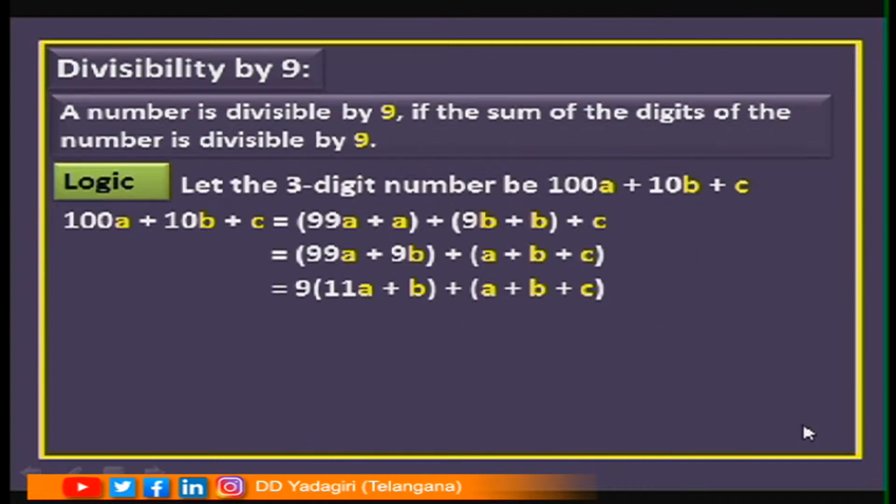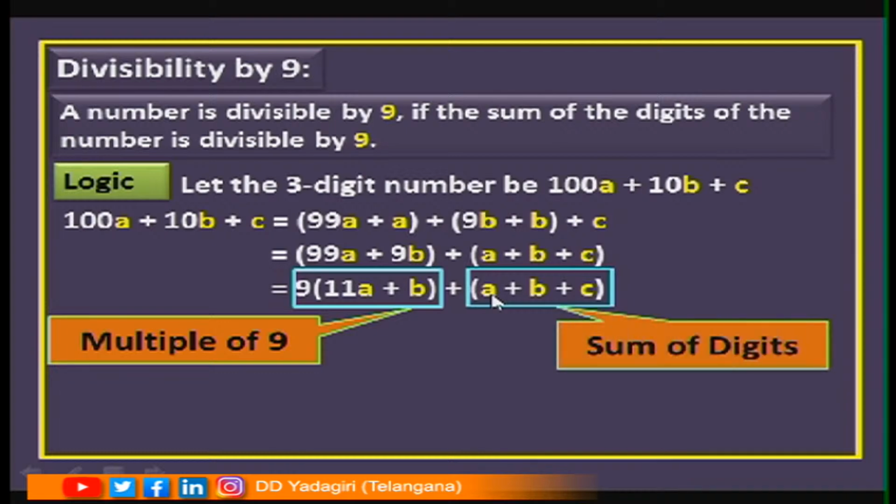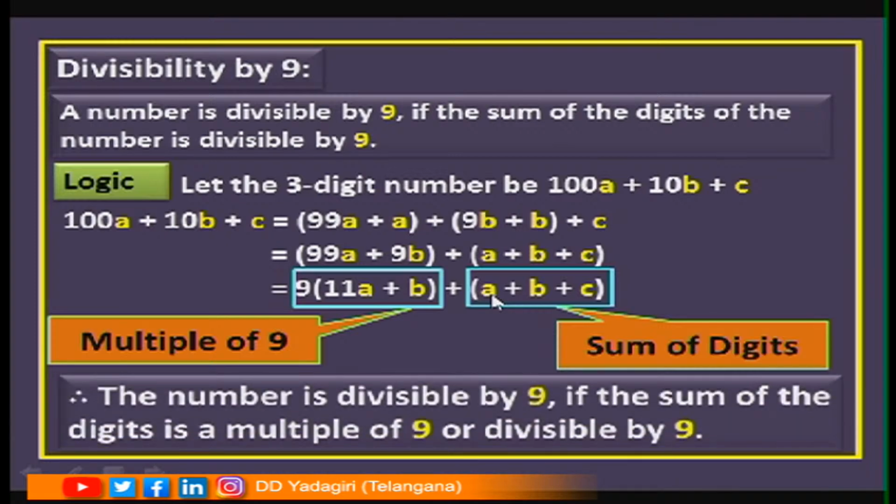Now from this, what do we conclude, children? Yes, here this is simply 9 into 11A plus B, a multiple of 9. If this A plus B plus C is also a multiple of 9, that is, the sum of digits is a multiple of 9, or if A plus B plus C is divisible by 9, I can say that the given number is also divisible by 9. So what do you conclude, children? Yes, the number is divisible by 9 if the sum of the digits is a multiple of 9 or divisible by 9.